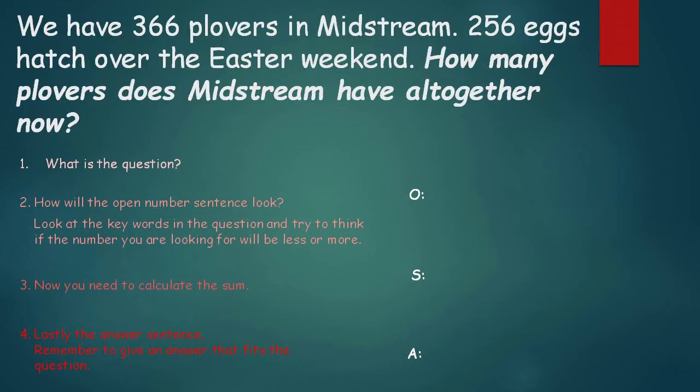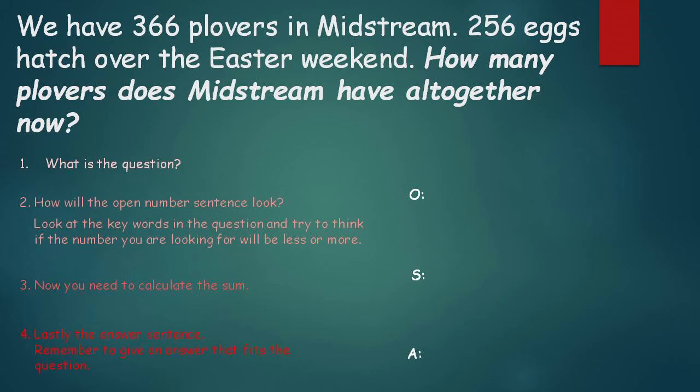Alright, so our last example, or our last question that we're going to be doing, is: we have 366 plovers in midstream. Now, plovers are a type of bird. I'm sure you've all seen them on the field at school. They're what we know as kivets as well. They're those grey birds with the long legs, and they're very protective over their nests. So we have 366 plovers in midstream.